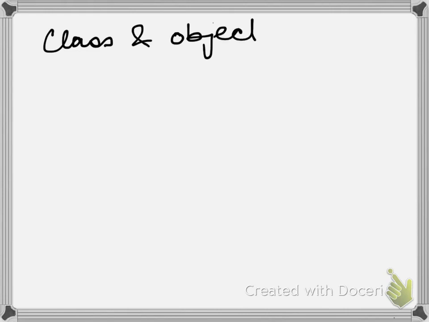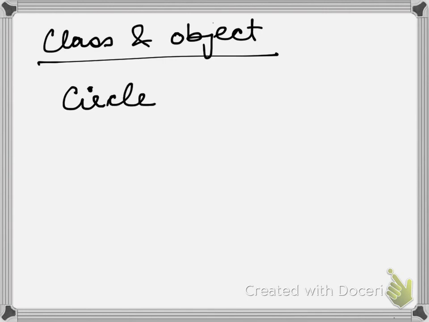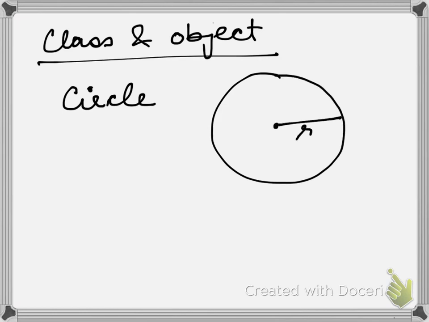Okay, in this lecture, we are going to look at a concrete example of a class and object in action. So, the example that I'm going to take is that of a circle. We all know what a circle is, okay? So, I have a circle here which is described by its radius. Say r is the radius.